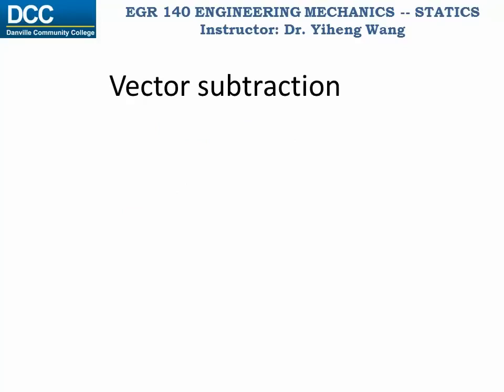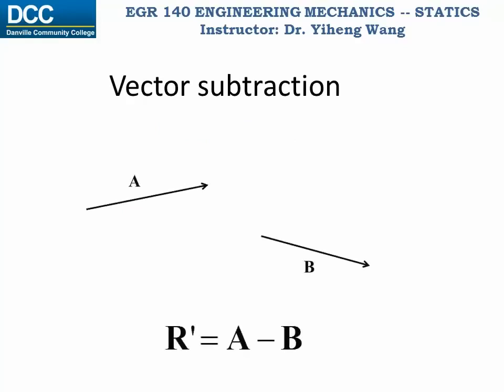What if we want to do vector subtraction? For example, what is R prime that equals A minus B? Since we know subtraction can be considered as addition with a negative quantity, we can first find the vector negative B, which has the same magnitude but opposite direction as vector B. Then we can simply add vector A and vector negative B together using, again, either parallelogram law or triangle rule.